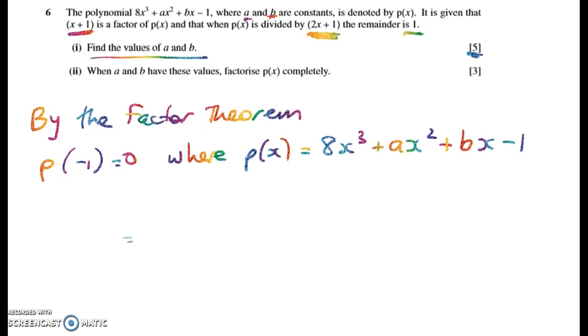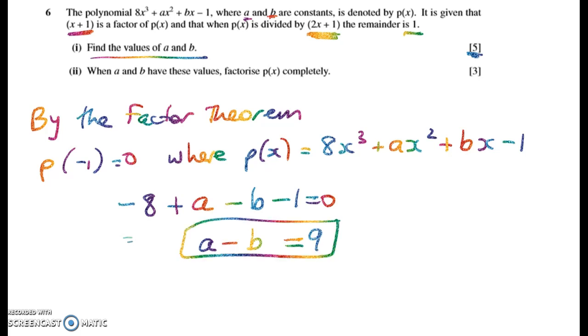Now we're going to substitute in negative 1. That's going to give me negative 8 plus a minus b minus 1 equals 0. I get a really simple little equation. a minus b is equal to 9. So let's just stick that there.